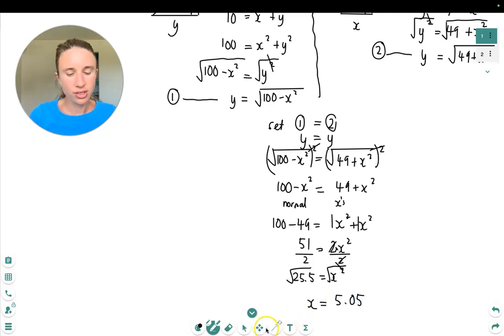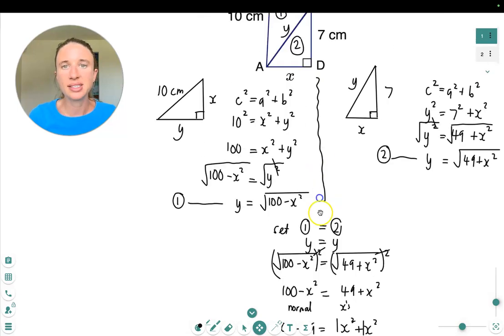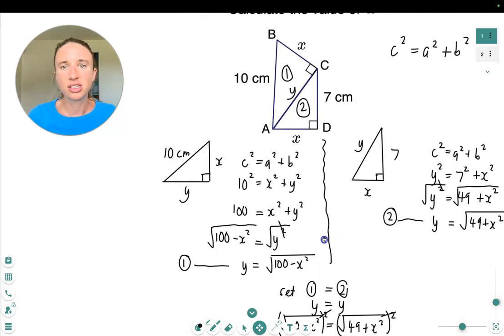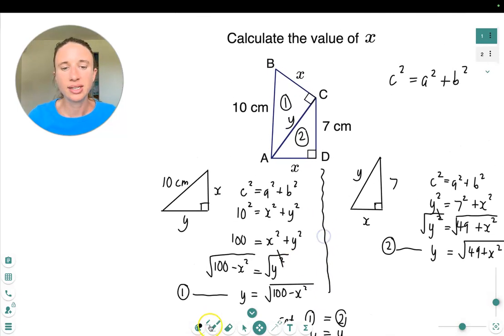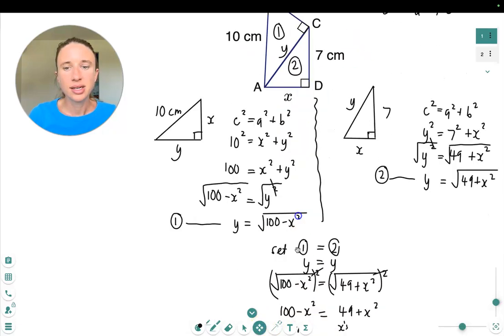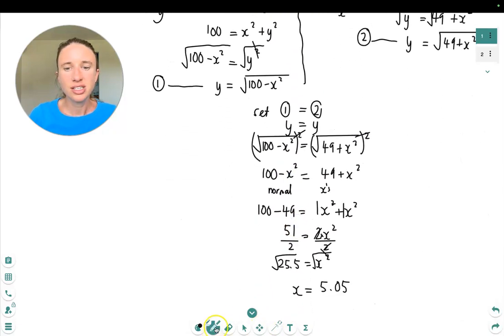And you'll just check how many decimal places they want the answer to, and what units. So I'm assuming 2 decimal places. And the units, because it's a side length, we're finding the value of x. It was centimeters. And that is your answer.